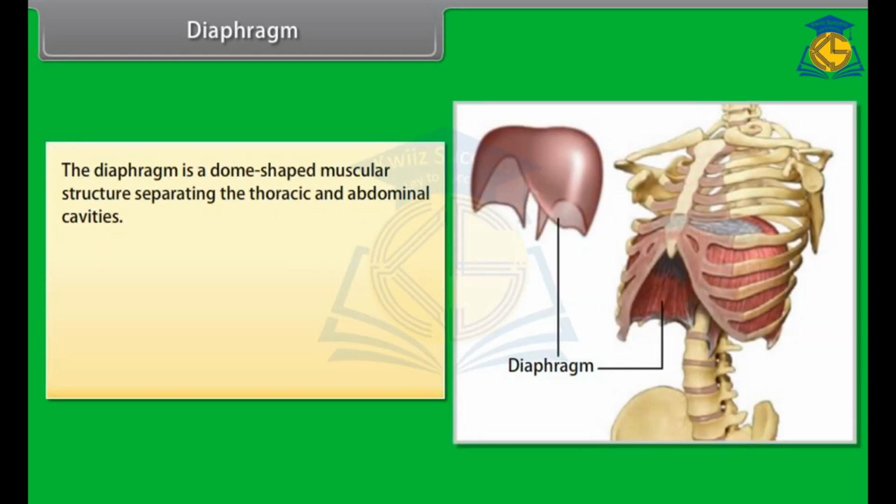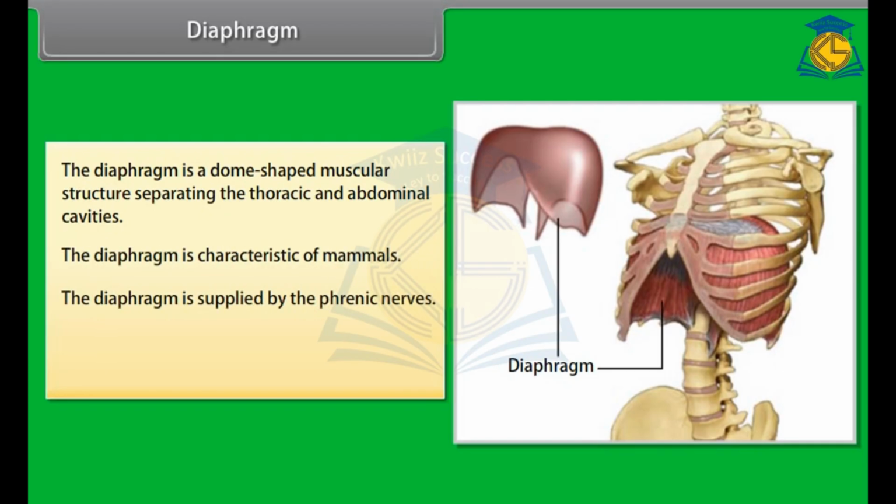Diaphragm: the diaphragm is a dome-shaped muscular structure separating the thoracic and abdominal cavities. The diaphragm is characteristic of mammals. The diaphragm is supplied by the phrenic nerves. Puncturing of diaphragm results in stoppage of breathing and is fatal.